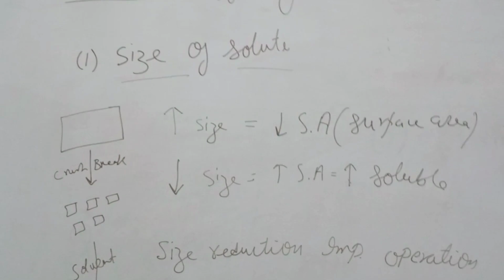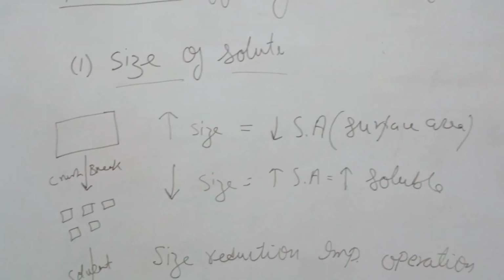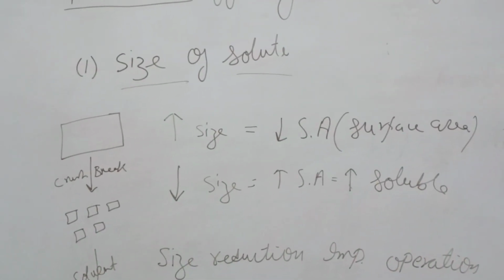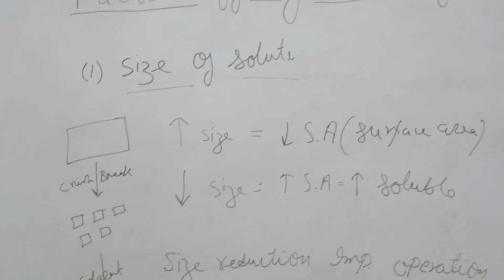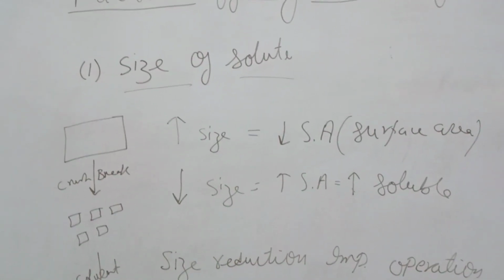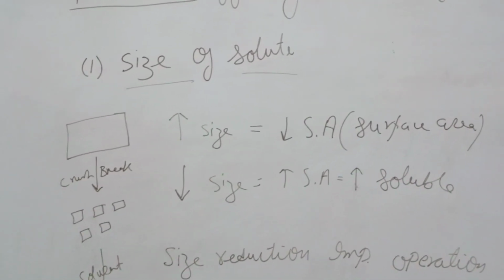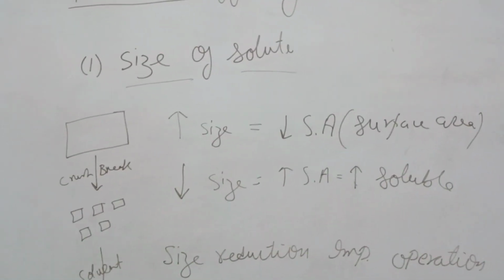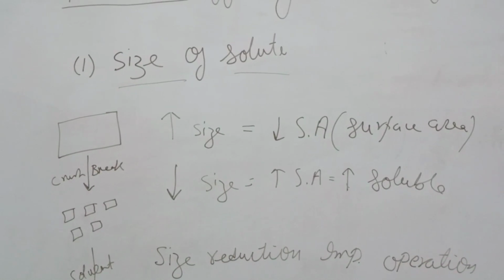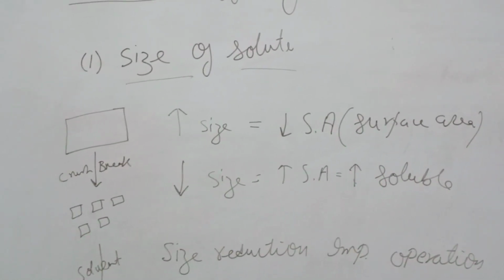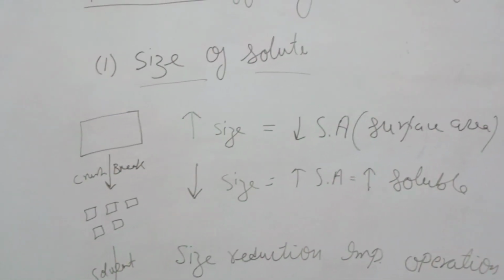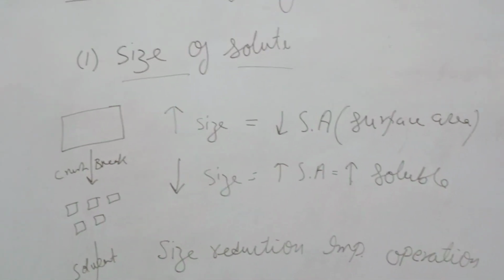So when a less amount of solute comes in contact with the solvent, or we can say it like this also, when a less amount of solvent comes in contact with the solute, the solubility, or the net solubility of the resultant solute-solvent interaction, is less.